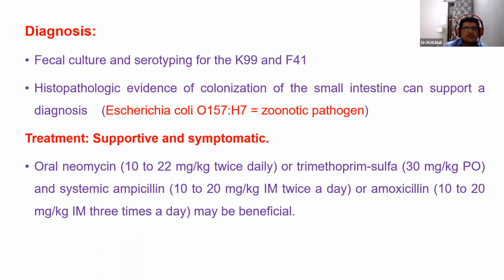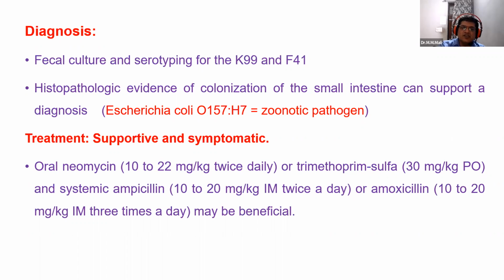Now coming to treatment, there will be supportive and symptomatic treatment. We have to correct the dehydration and the acidosis, and other symptomatic treatments are always indicated to treat the condition of E. coli infection. Oral use of neomycin or trimethoprim and systemic ampicillin or amoxicillin may be beneficial, but sometimes in field conditions, presently oxytetracycline has been considered the best option to treat orally, especially orally, for E. coli infections.